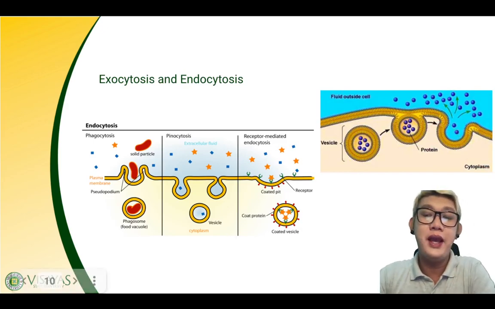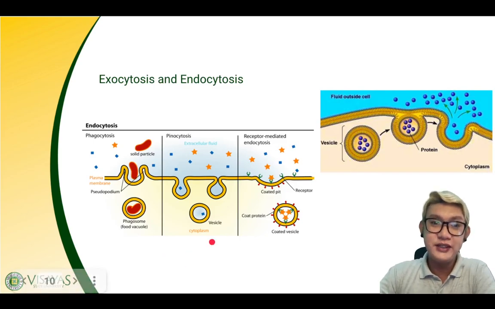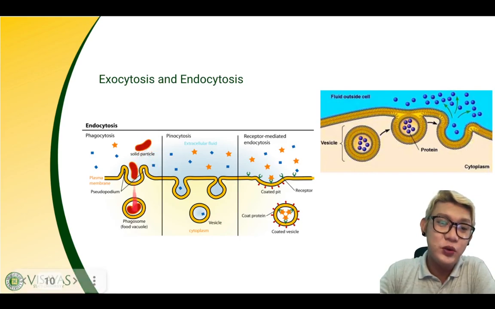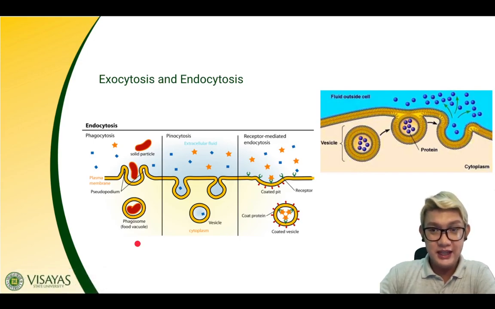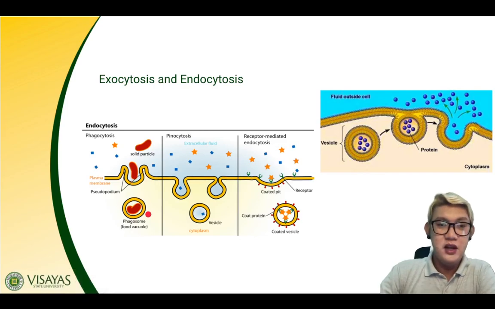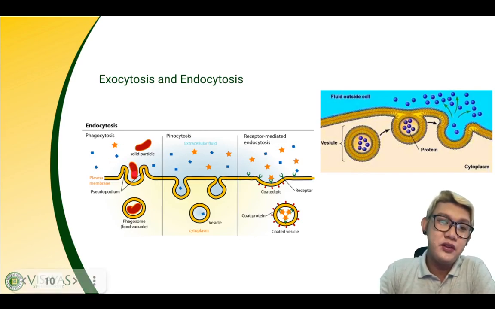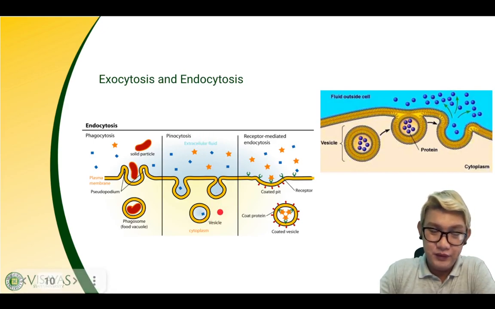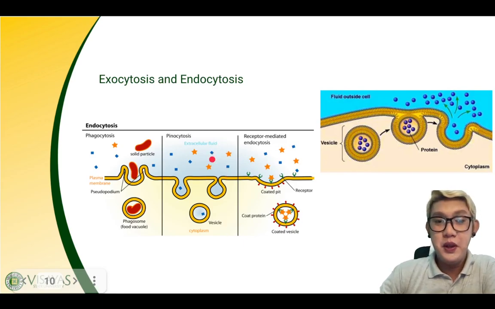Now there are different ways on how cells take in nutrients from the environment. If it is a solid particle that is taken in by the cell, that is what we call phagocytosis. This is usually done by the phagocytes. This is also called cell eating. Now, when it is just extracellular fluid that is taken in by the cell, forming vesicles, this is what we call pinocytosis, or cell drinking.